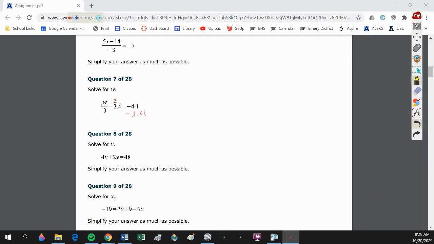Okay. Something similar happens in number 9. I need to subtract the 9 to the other side. Negative 28 is equal to, and then I need to combine these. 2x minus 6x is negative 4x. And then I would divide by negative 4. And x would be 7.